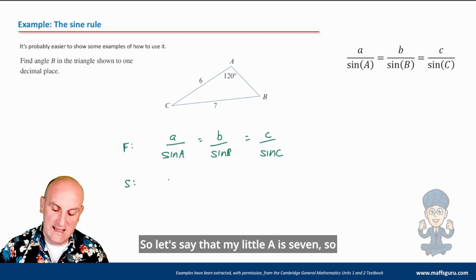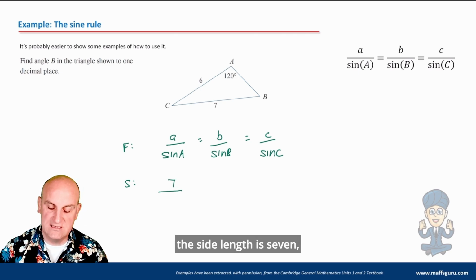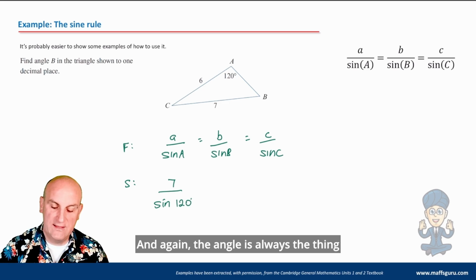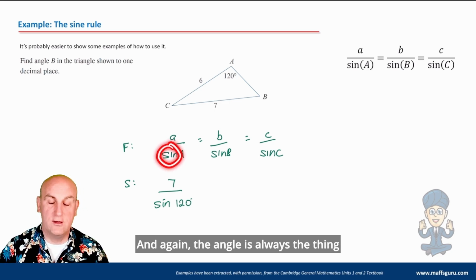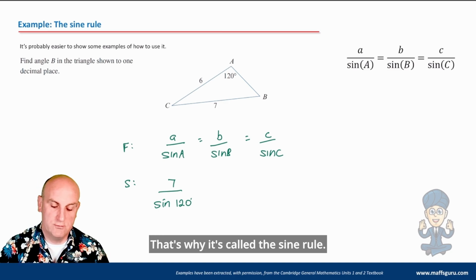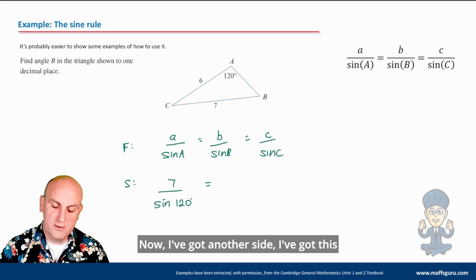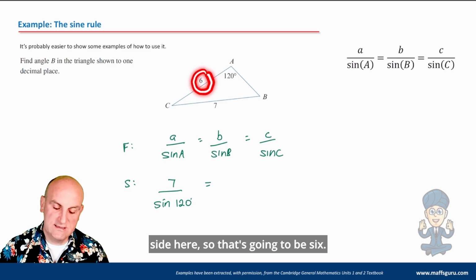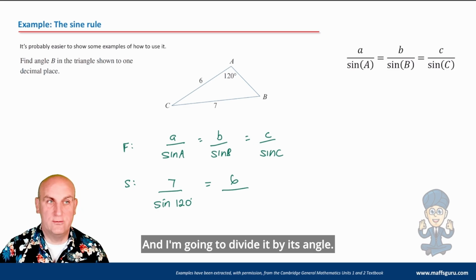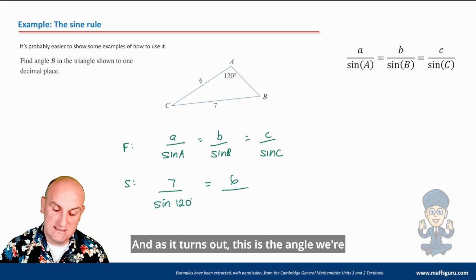So let's say that my little a is 7. So the side length is 7 divided by the sine of the angle. And again, the angle is always the thing that goes with the sine. That's why it's called the sine rule. I'm going to do equals. Now, I've got another side, this side here, so that's going to be 6. And I'm going to divide it by its angle. Well, I don't know what its angle is, and as it turns out, this is the angle we're going to try and find the size of.